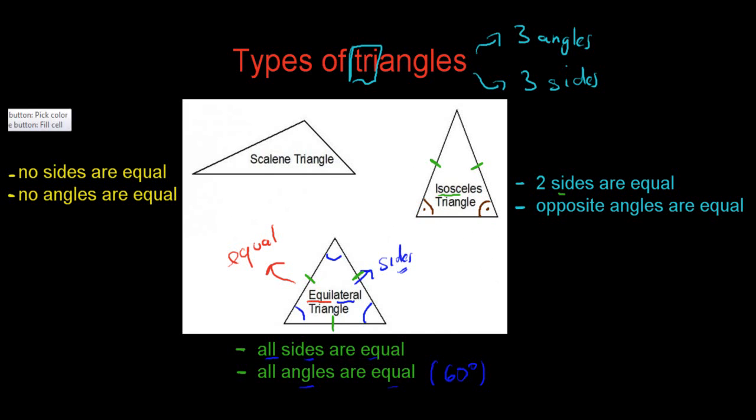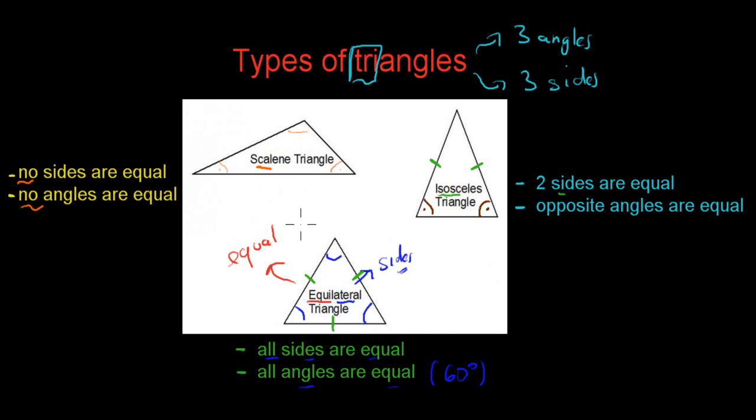Now a scalene triangle is different again. So scalene triangle is this one here. So if you look at the picture, you can already see that it looks very, very different. No side looks like it's the same size. And that's actually the fact. For a scalene triangle, no sides are equal. They're all different length. And also no angles are equal. Each of these angles is a different size.